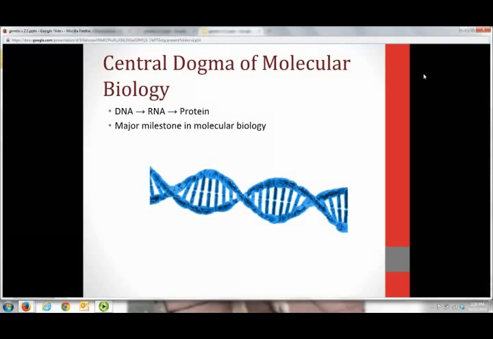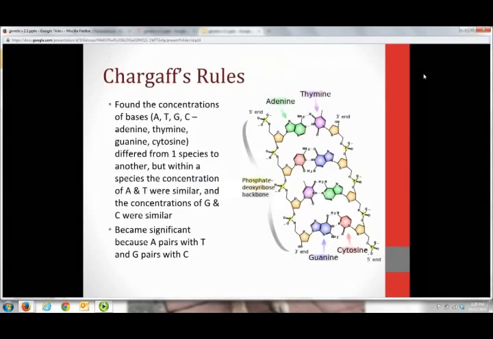One of the major milestones in molecular biology was coming up with what they call the central dogma of molecular biology, which is that we start out with our DNA. The DNA is used to make an RNA, and then the RNA is used to make a protein.